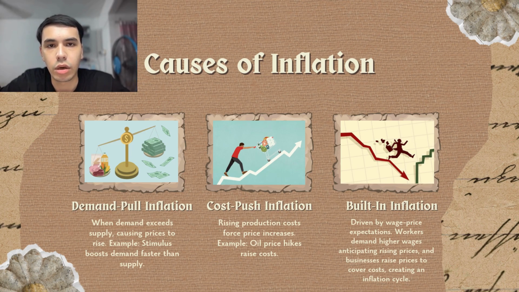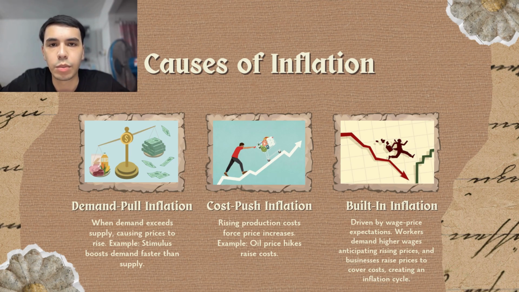Next, let's look at cost-push inflation. This occurs when the cost of production increases, forcing businesses to raise prices. Common reasons include rising labor costs, higher prices for raw materials, and supply chain disruption. A classic example is an oil price shock. When oil prices rise, transportation and production costs increase, leading to higher prices for goods and services.